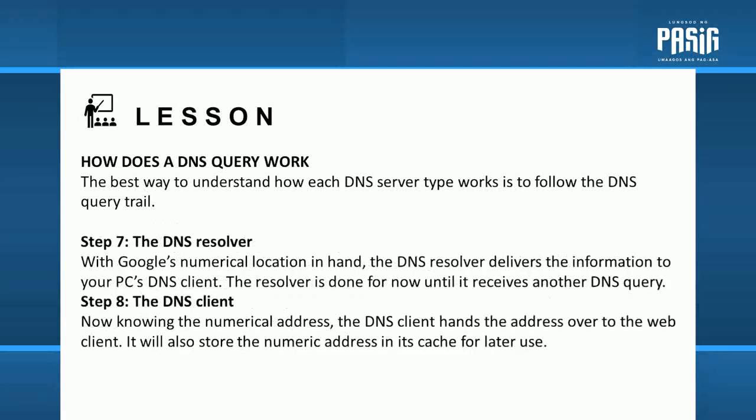Step 7. The DNS resolver. With Google's numerical location in hand, the DNS resolver delivers the information to your PC's DNS client. The resolver is done for now until it receives another DNS query. Step 8. The DNS client. Now, knowing the numerical address, the DNS client hands the address over to the web client. It will also store the numeric address in its cache for later use.